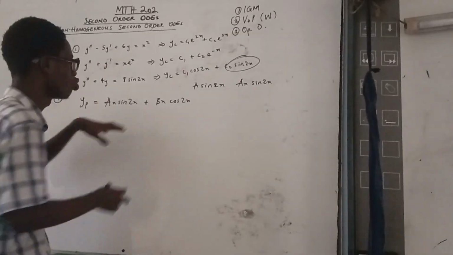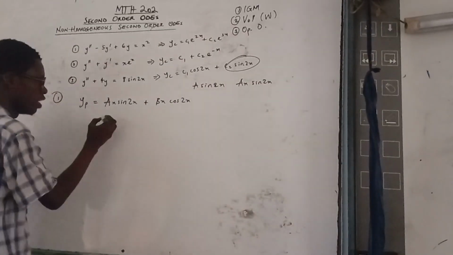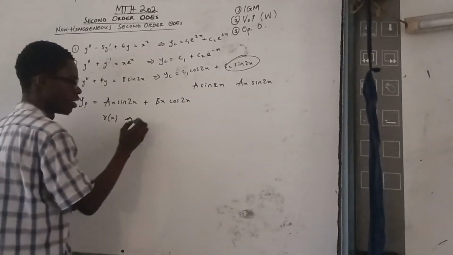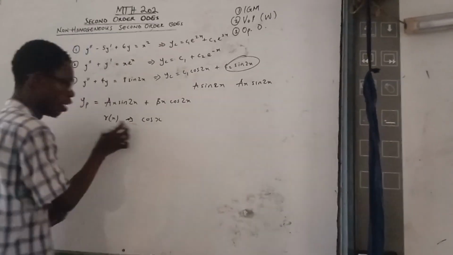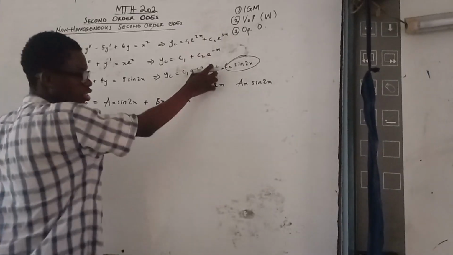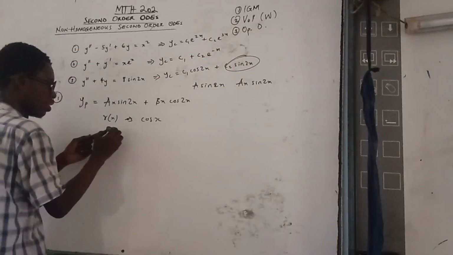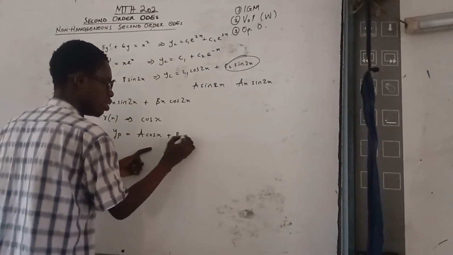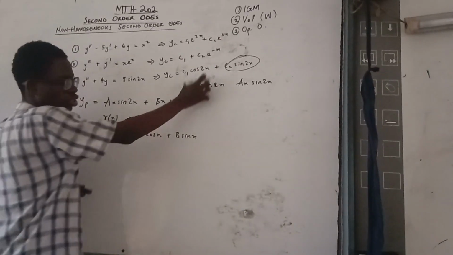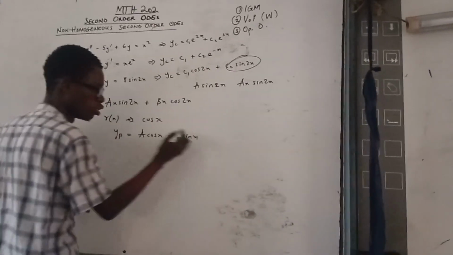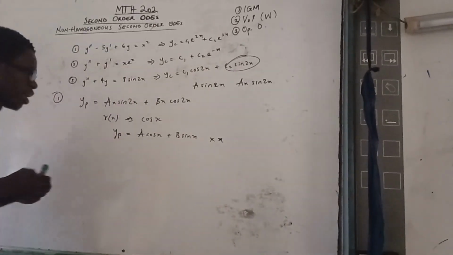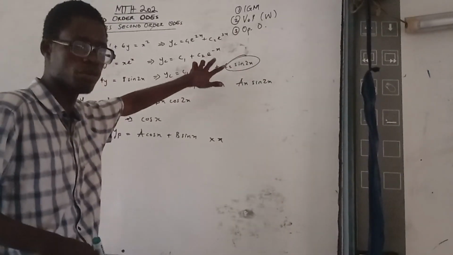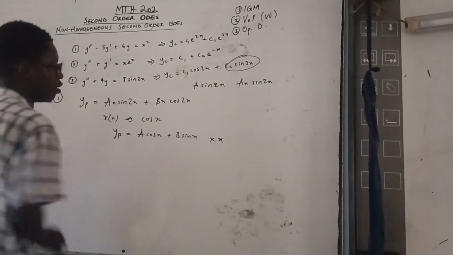So our y particular is just going to be in the form of, let's say your r of x is something like cos x, and this cos x is not in your yc. Then what you are going to use is yp equals a cos x plus b sin x, if it is not in your yc. If it is inside your yc, you just multiply through by x. Since this sin 2x is inside our complementary solution, we multiply everything through by x.